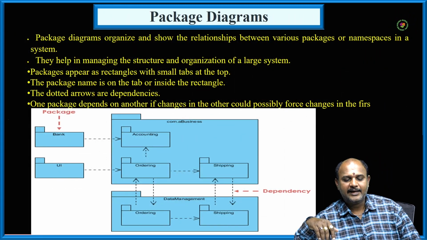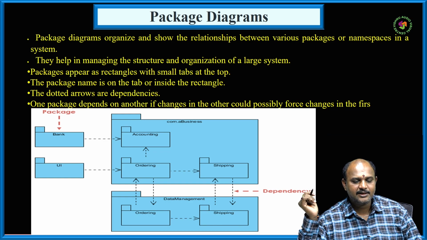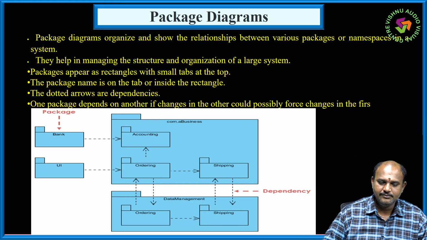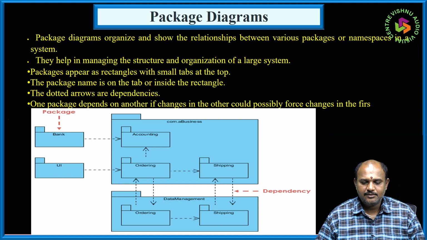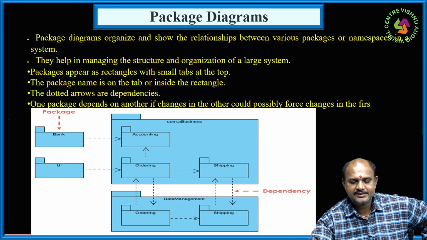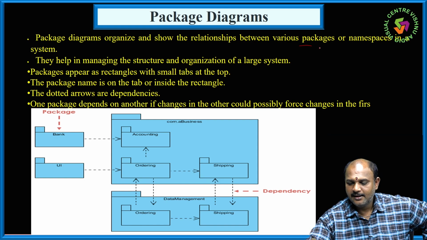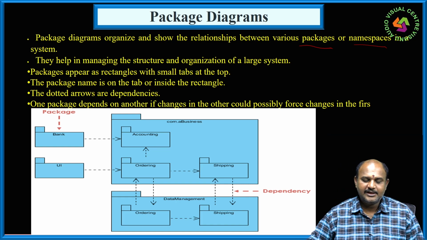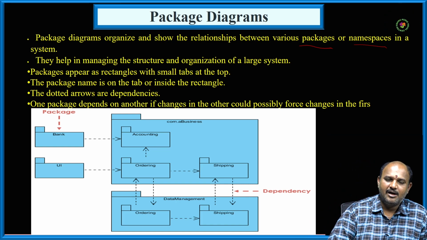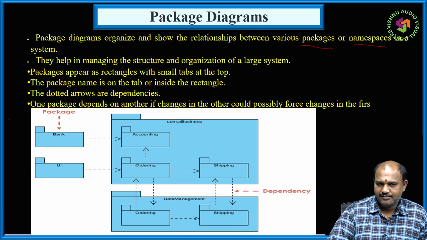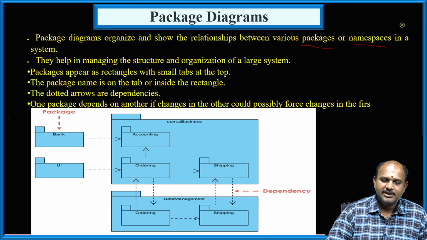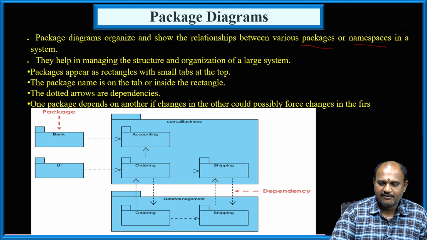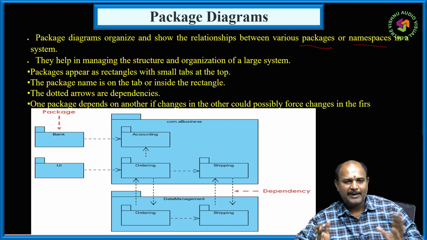Now let's go to the package diagrams. The package diagram shows the relationship between the various packages and namespaces, including the system. For example, java.io.* is one of the package names. Java.io.* covers input output, all the elements and functionalities are included. So that is how we create a package.